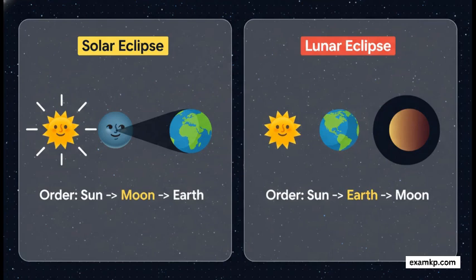It's when the Earth passes between the sun and the moon, and our planet's shadow covers the moon. So the order is sun, Earth, moon. It's all about what's in the middle.